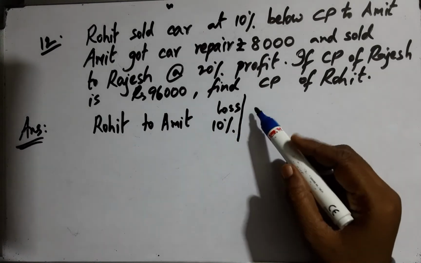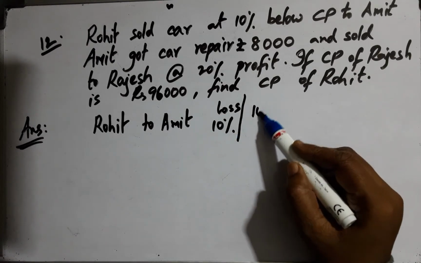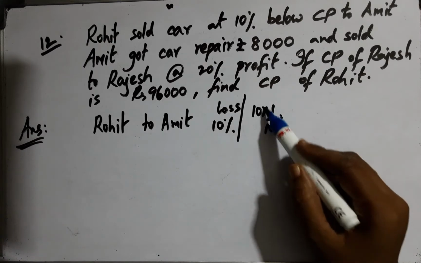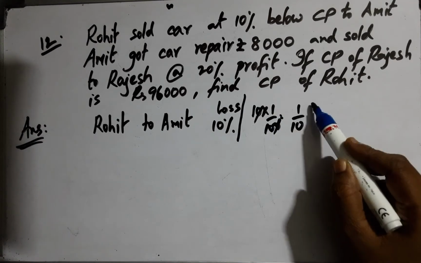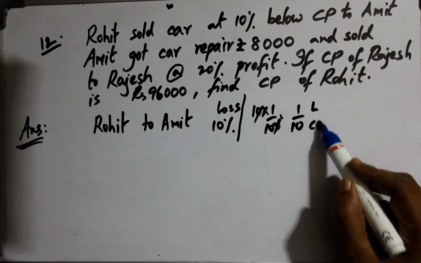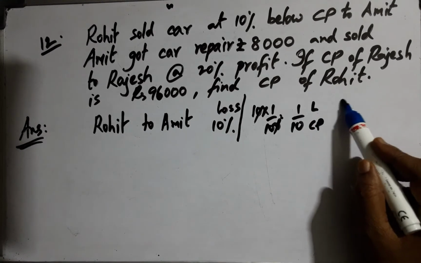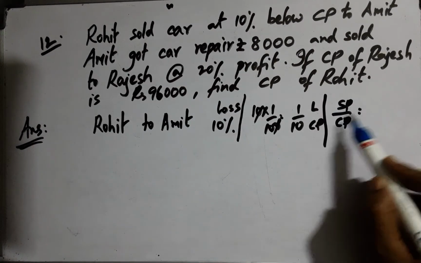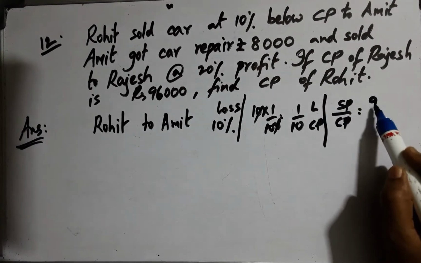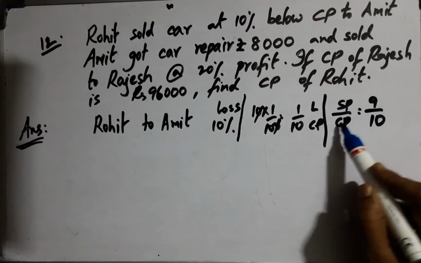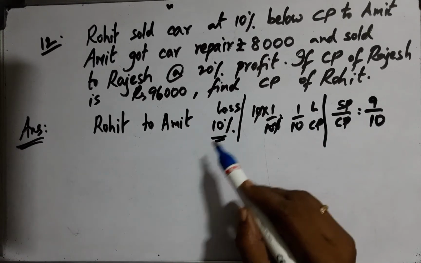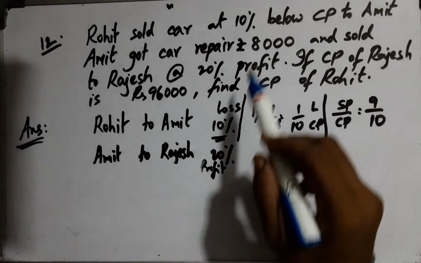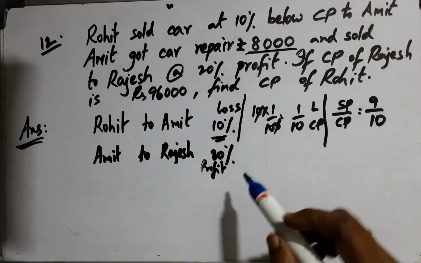Ratio conversion of 10% loss will be 10 into 1 by 100, which is nothing but 1 by 10, where this is the loss part and this is the CP part. From this we get the SP by CP ratio, which is 10 minus 1, that is 9 by 10. SP is less than CP because it is a loss. Now Amit sold to Rajesh at 20% profit after spending 8,000 on repairs.